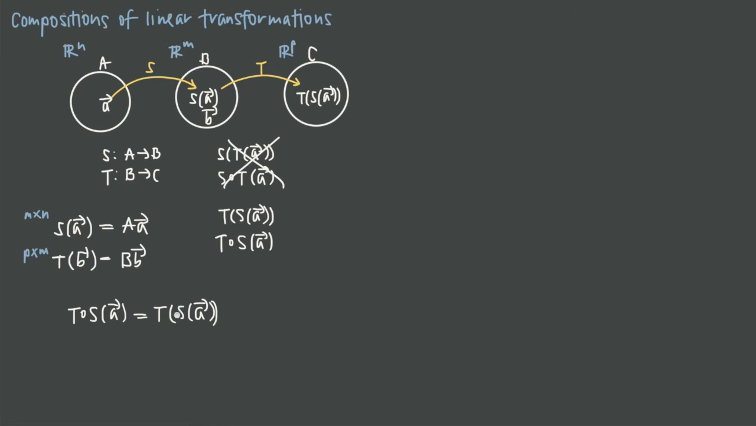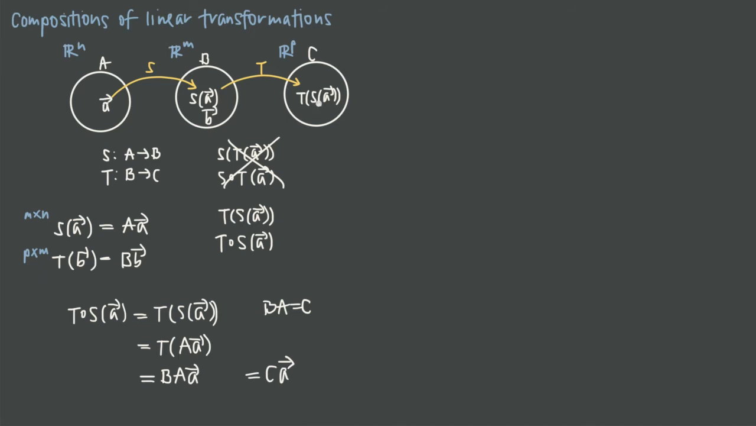And then we know that S of A can be written as the matrix vector product, the matrix capital A and the vector A. So we can rewrite this as T of matrix A times vector A. But because we know that T can also be written as a matrix vector product with the matrix B, we can rewrite this as B times A times the vector A. And B and A are both matrices, and so when we multiply those matrices together, they'll combine into one matrix. So if we say that BA is equal to C, we'll use a capital C here, then this is just going to be C times the vector A.